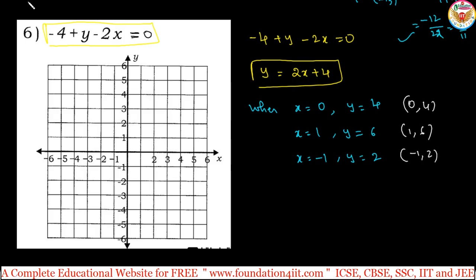With 2 coordinate points also we can make a line, but make it at least 3 to get accurate values. Right, first 0, 4: x value 0, y value 4. 0, 4 is this. 1, 6, and minus 1 comma 2. Minus 1 comma 2 is this. You can join them with a straight line. Okay, this is the graph of the equation minus 4 plus y minus 2x is equal to 0. So this is the important skill you need to practice perfectly in coordinate geometry, for graphing purposes.